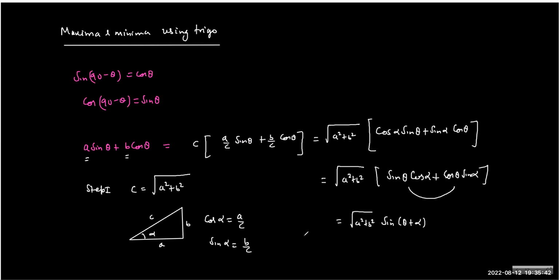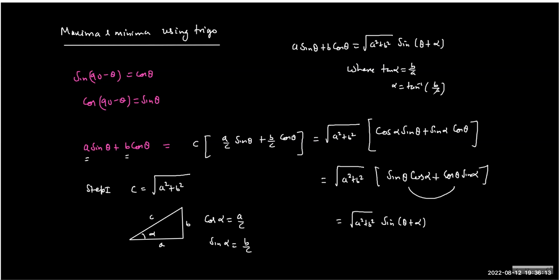So what did you learn from all this manipulation? We learned that A sin theta plus B cos theta can always be written as root of A square plus B square times sin(theta plus alpha), where alpha is, what is tan alpha? B by A. So alpha is basically tan inverse B by A.